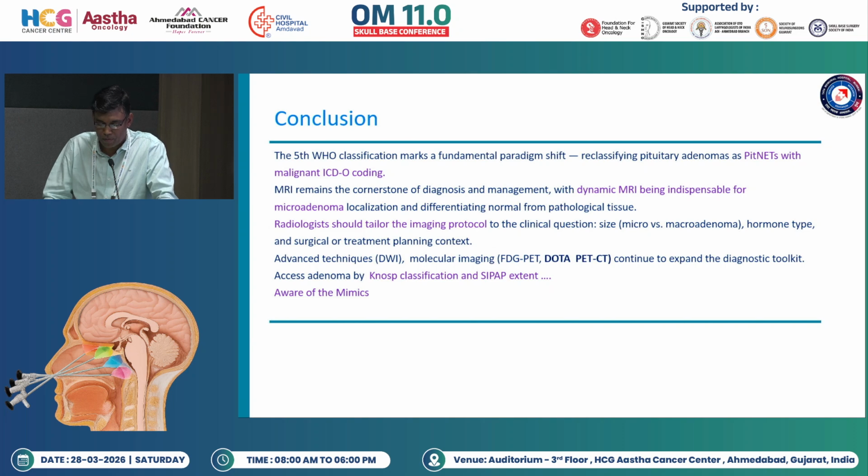We can take the help of DOTA PET if it is, for example, ACTH secreting and metastasizing to other sites, and we need to measure the extent of the disease using the classification of the Knosp and CPEP extent, and we should be aware of the mimics of the disease.